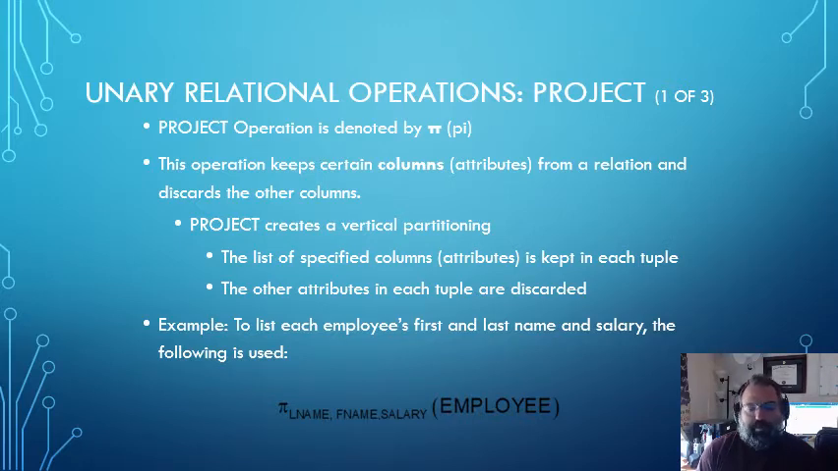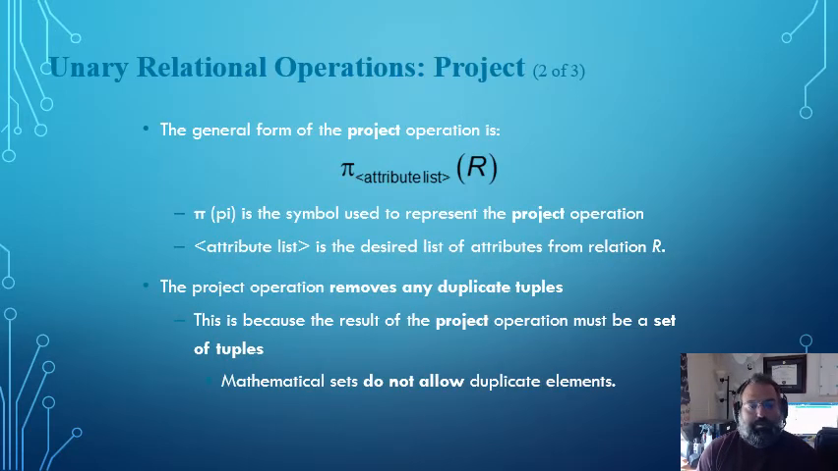The list of specified column attributes is kept in each tuple, and other attributes in each tuple are discarded. For example, to list the employee's first name, last name, and salary, the following is used: pi L name, F name, salary on employee. The general form of that projection is as follows.